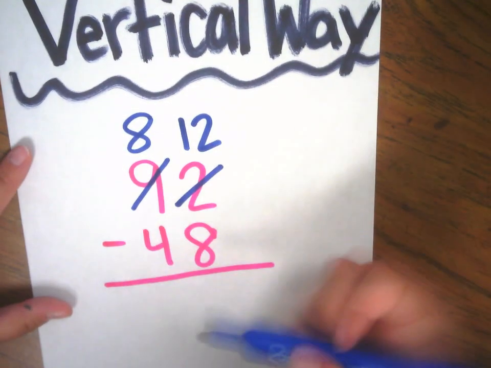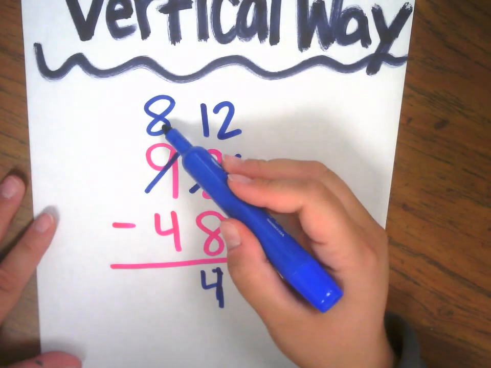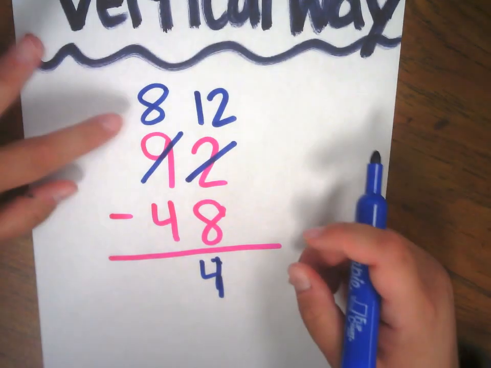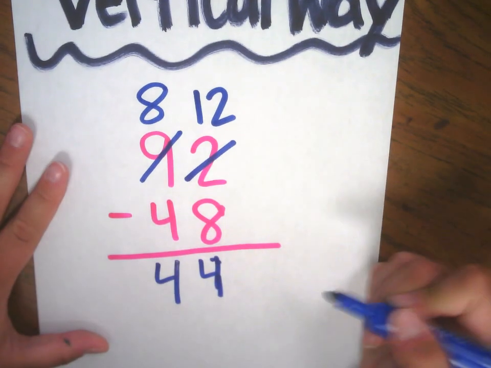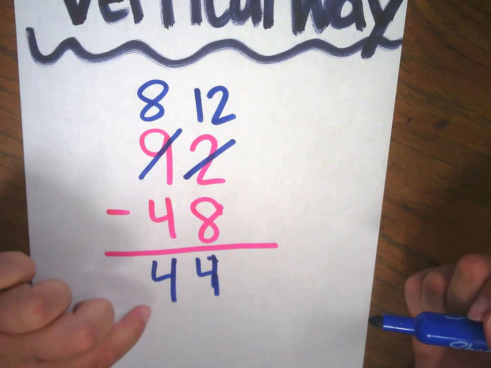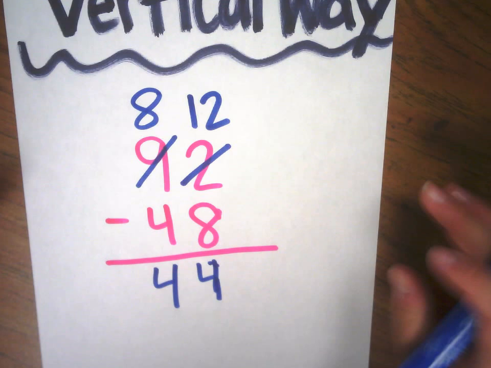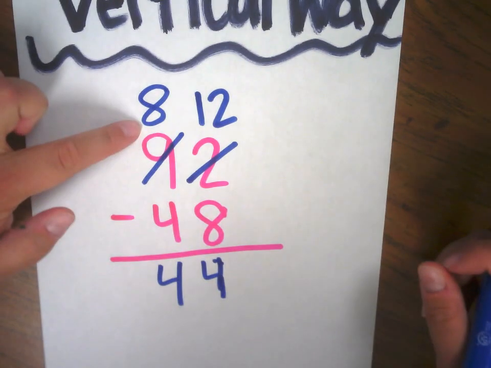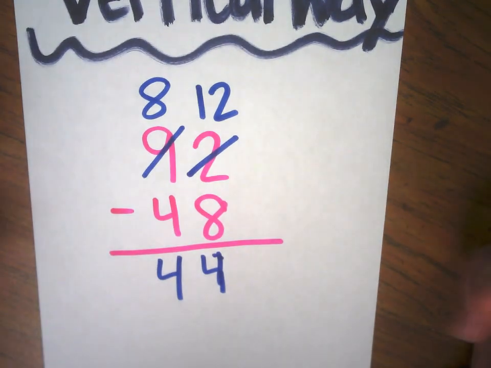So now 12 minus 8 equals 4. I almost wrote an 8. And then 8 tens minus 4 tens. I'm sorry, let me start that over. 8 tens minus 4 tens equals 4 tens. We don't just want to say 8 minus 4 equals 4, because that's not what we're talking about. We're not talking about 8 ones minus 4 ones equals 4 ones. We're talking about 8 tens, 80, minus 40 equals 40.